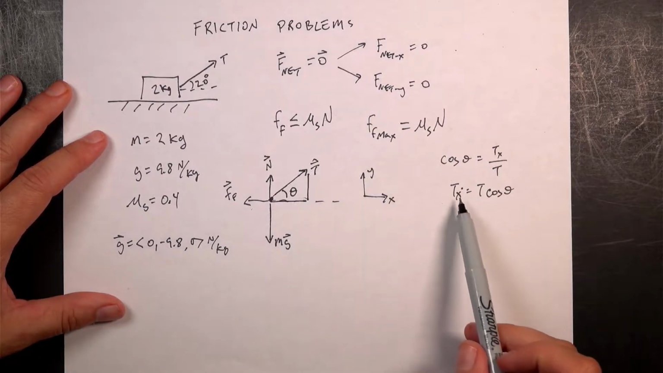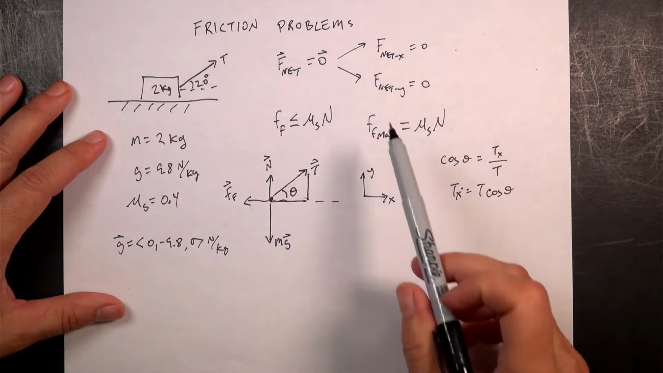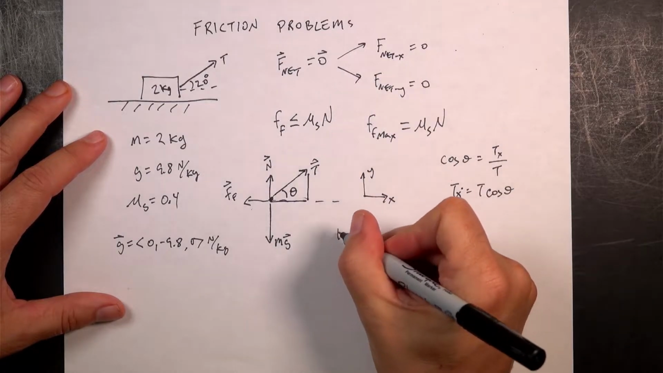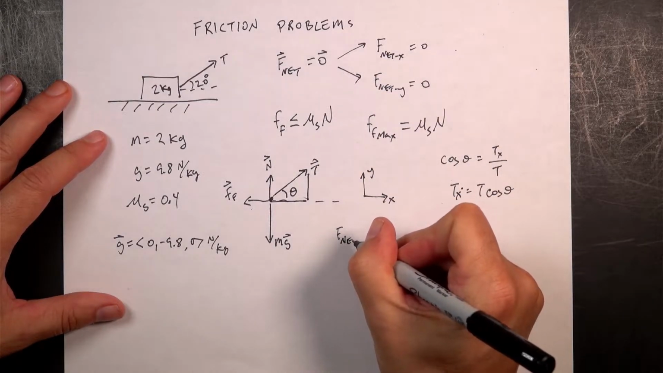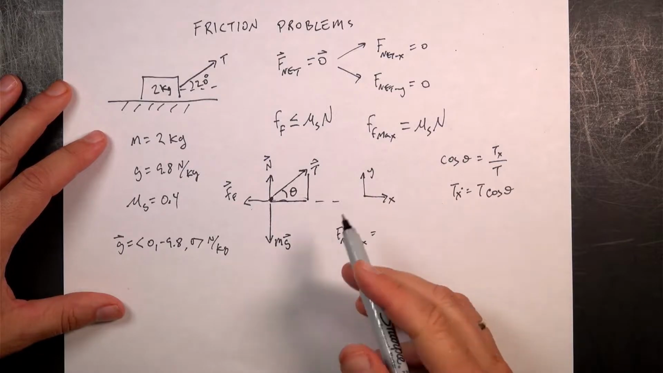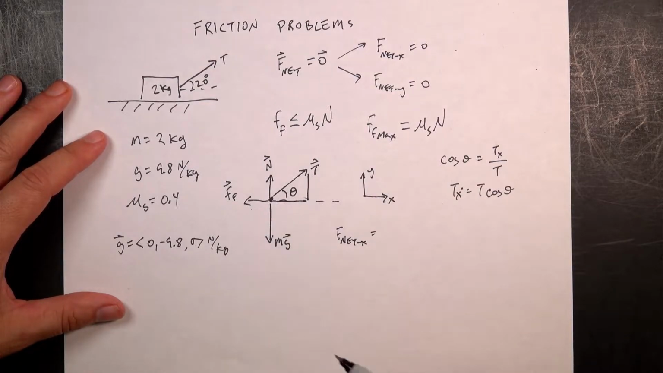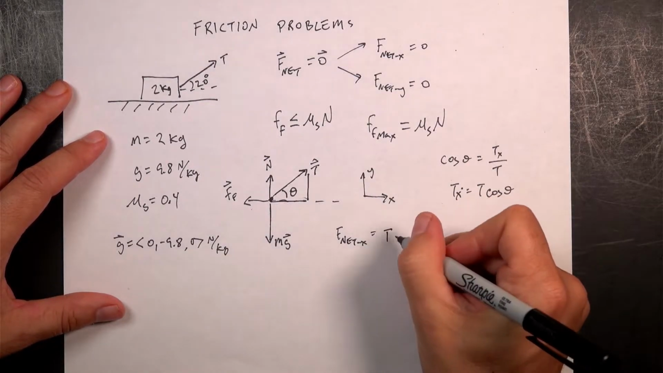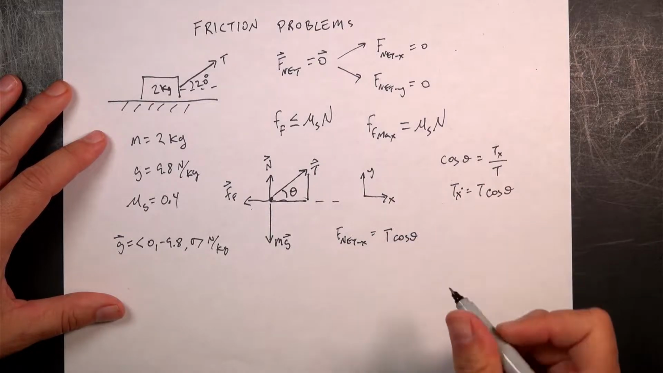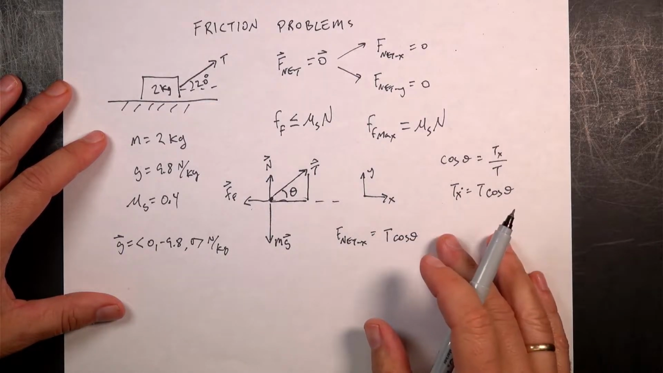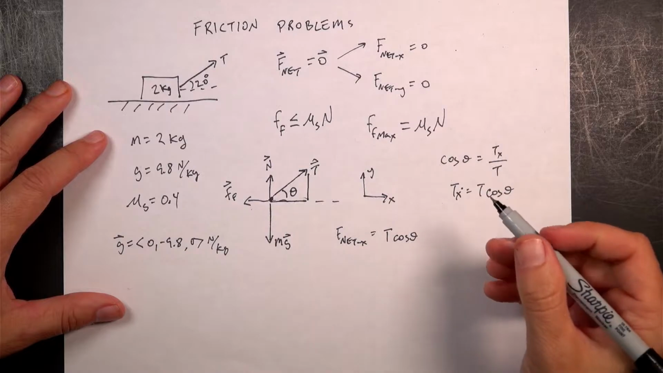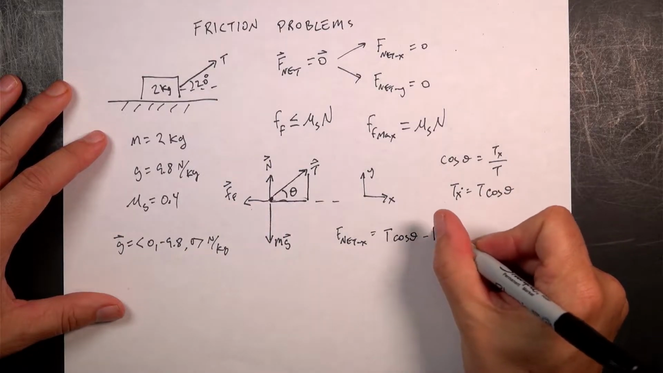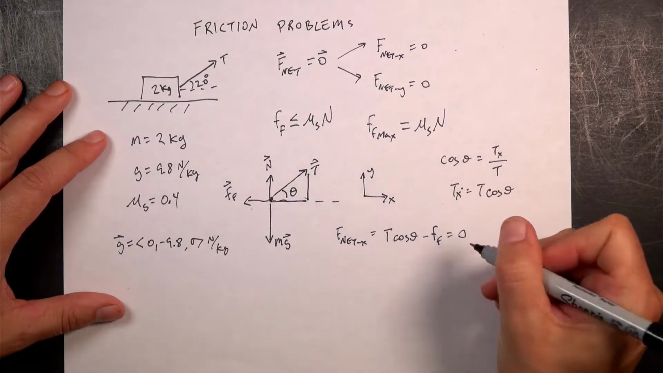Okay, so we can write down the net forces in the x direction now. I can say F net x is going to be equal to the component of the tension, which is going to be T cosine theta, and we do know theta, but we're just going to leave it as that. And then I have the friction force in the negative x direction, so it's going to be negative F, and those have to add up to 0.